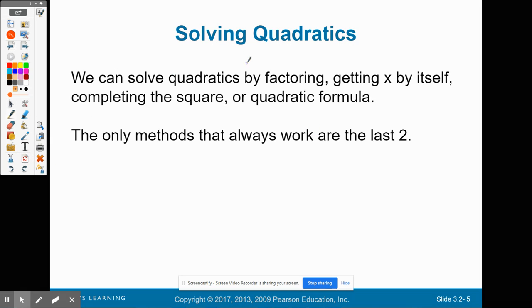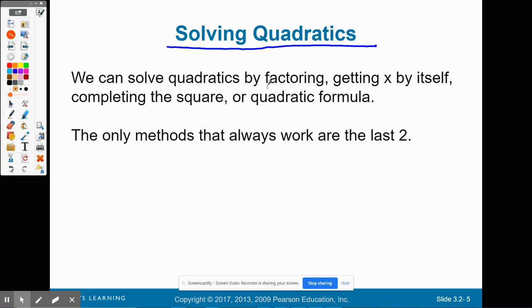So we are going to be solving quadratics today, and there are multiple ways to solve it. You never have to solve a quadratic the way the math lab tells you, especially if it says completing the square. Sometimes they tell you to complete the square when it's a bad idea to complete the square.